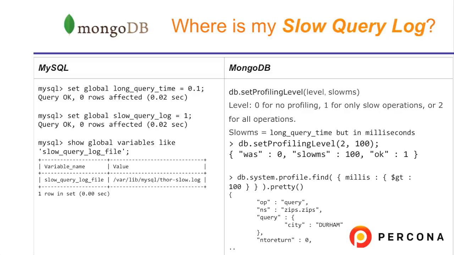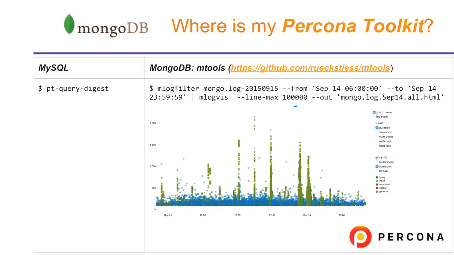Now, this is good, but what about the PT Query Digest, for example? There is an excellent set of open source tools called mTools. So the mTools will allow you to do things similar to PT Query Digest, but even better. You can do mlog filter to filter by different operations, by different parameters, but you can also do a visualization. You can do mlog viz.